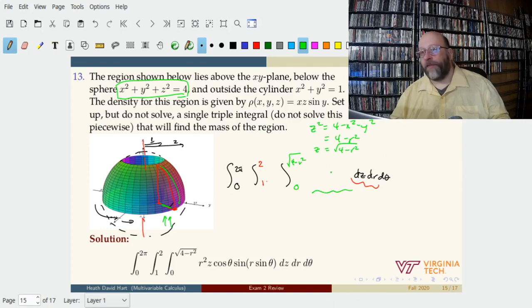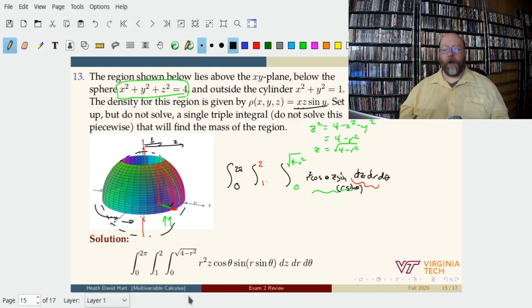And then we still have to set up all of the stuff that goes inside here. x is r cosine theta. z stays the same, z is just z. And then y is r sine theta, so sine y is sine of r sine theta. And then because we're going in polar, we have to multiply by an extra r, so we get an r squared there. And that's where we get r squared cosine theta times z times sine of r sine theta. All right.